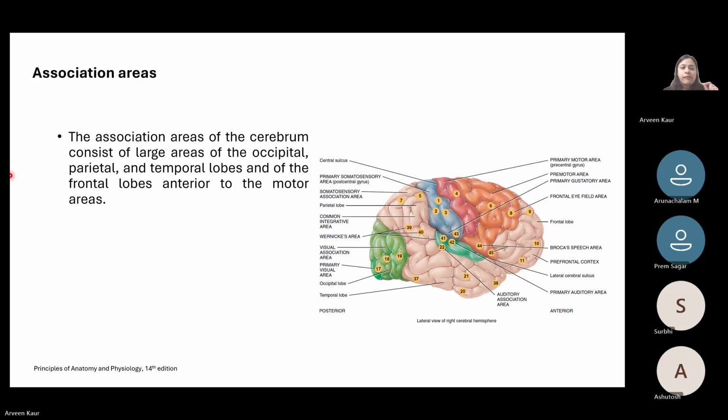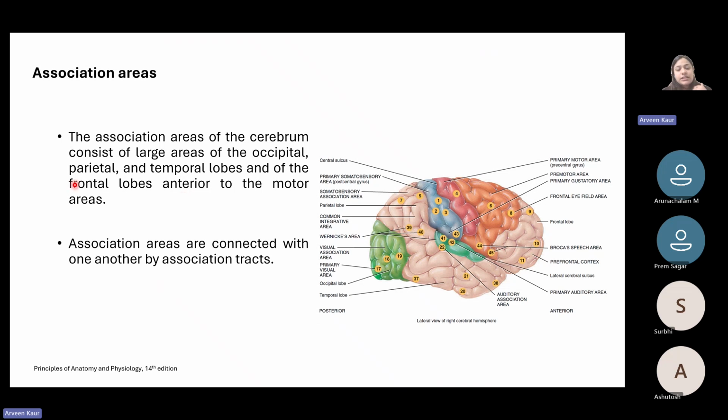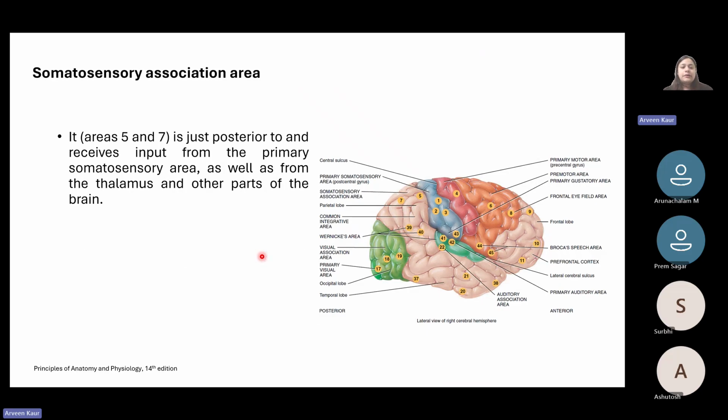Right? The association area of the cerebrum consists of large areas of the occipital, parietal, and temporal lobes, and of the frontal lobes anterior to the motor areas. These are the association areas, right? The association areas are connected with one another by association tracts, right? Tracts again meaning there are bundles of axons that are connecting these areas, right?